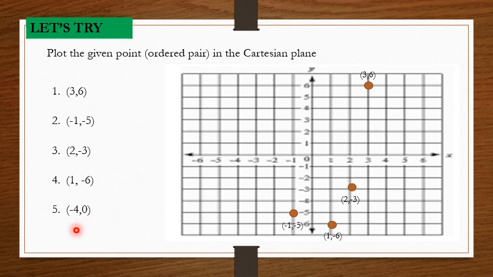So the last number is negative 4 and 0. So negative 4 is for x, and we have the origin. So it means that it is 4 units to the left. So from the 0, or from the origin, we need to count 4 units to the left. 1, 2, 3, 4. So this is the answer. Alright. So this is the last one.